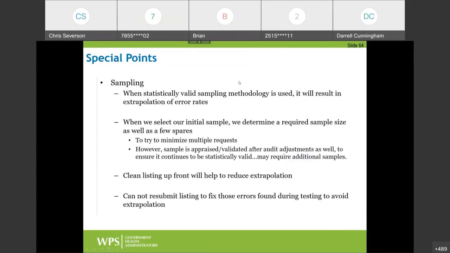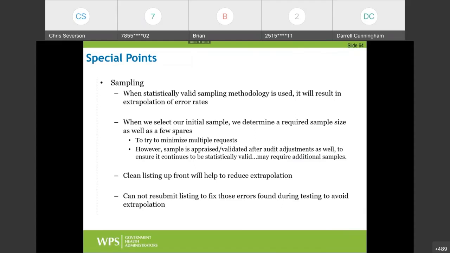Then we talked about sampling a little bit. In a perfect world, we'd be able to address all of the errors prior to the detailed testing, prior to the sampling, but there might be situations where inaccurate data on the listing or something we couldn't clearly identify up front becomes an extrapolated error rate, an error that we have to extrapolate.